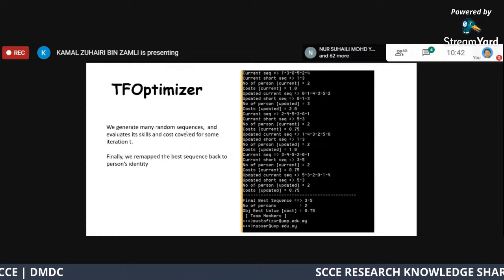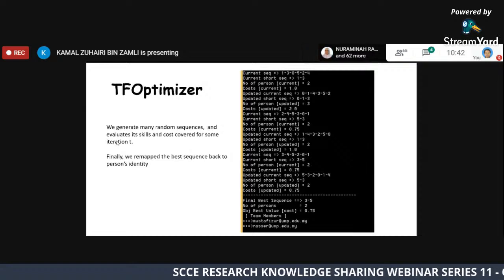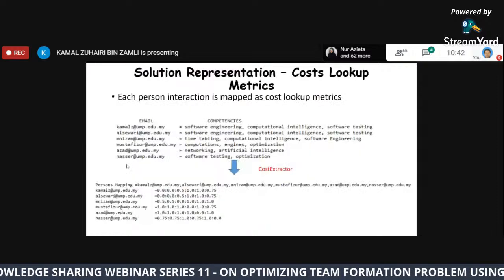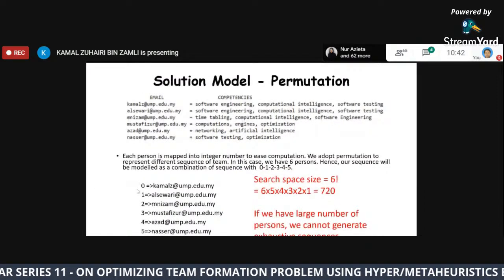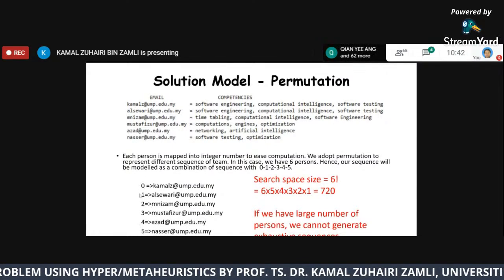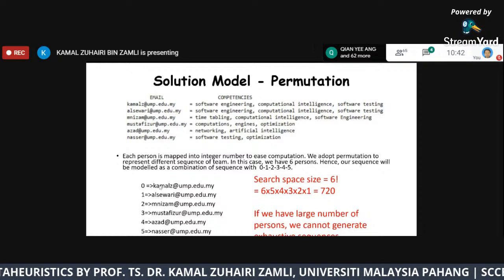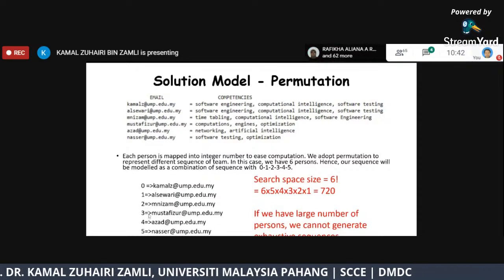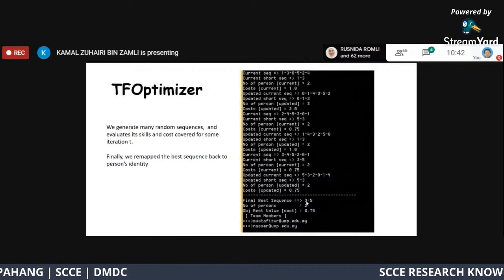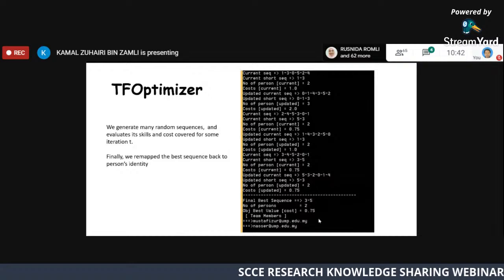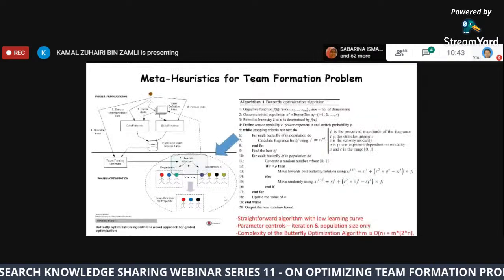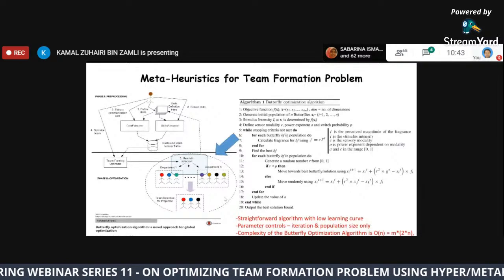So we may generate random sequences and evaluate skill and cost over some iterations T. Finally, we map the sequence back to the person identity. What we did is use the number 0 to represent Kamal, so that we can easily use mathematical sequencing with 0, 1, and so on, and later map 0 or 1 back to Kamal and so forth. For example, Mustafizo and Nasir are 3 and 5. When we did the mapping, we got 3 and 5, and then we remapped 3 and 5 back into Mustafizo and Nasir. So this is how we optimize this. We did this already.